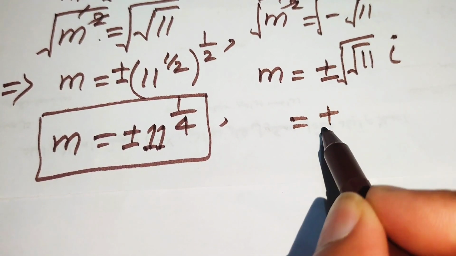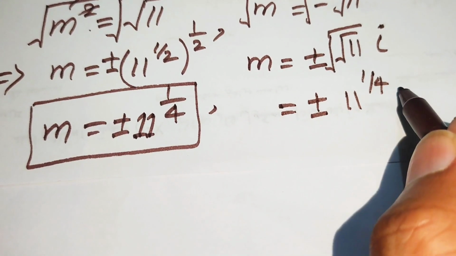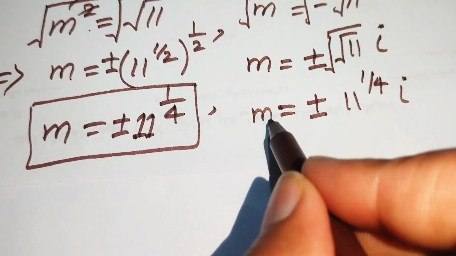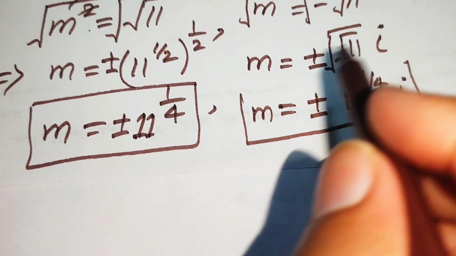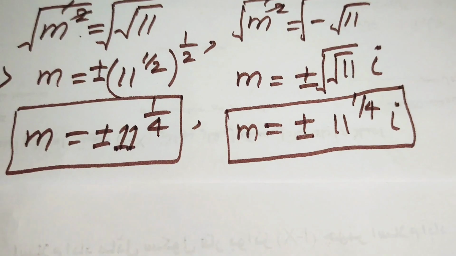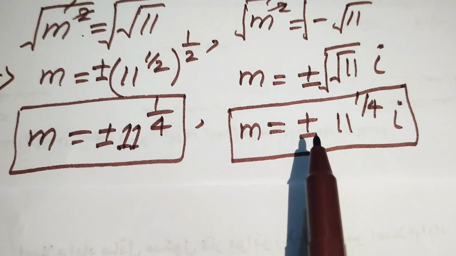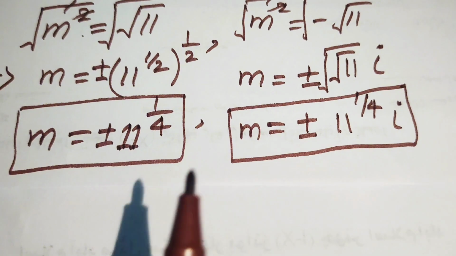So here we get plus minus 11 to the power of 1 over 4 into iota. So these are the other two complex roots of the given equation. So from the first case we get the four roots, in which two roots are real and two roots are complex or imaginary.